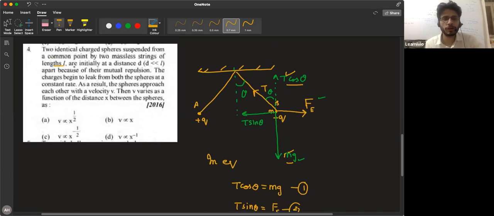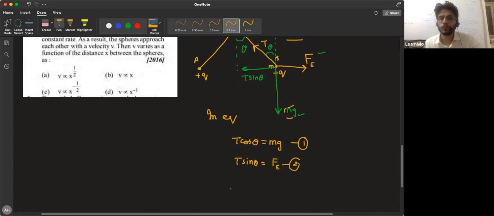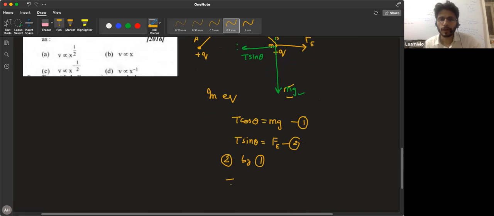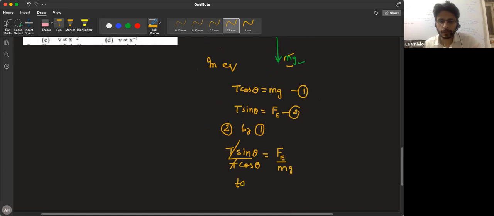See, Uneeb, it's already written that they are initially at a distance d. If charges are initially at a distance d, this is possible only if they are at rest. Okay, so if I take the ratio, 2 by 1, then I can write T sin theta over T cos theta equals the electric force divided by the weight. T and T will cancel out. Sin theta by cos theta will be tan theta, which is Fe by Fg.